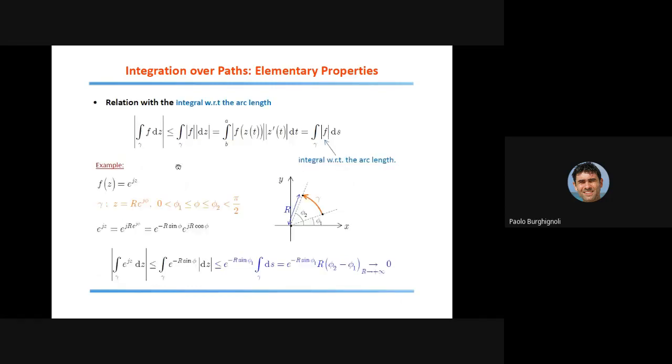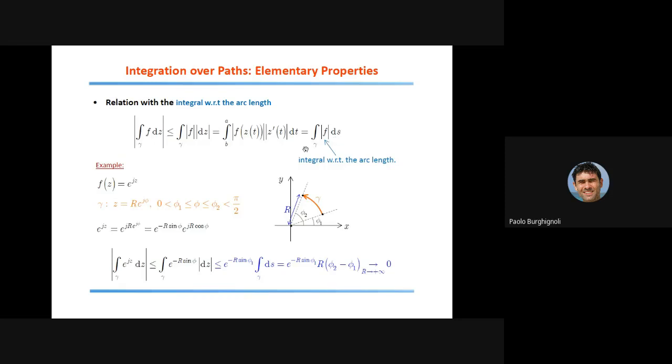Let us see the relation of this definite integral with another kind of integral, which is similar, that is the integral with respect to the arc length. If we take the absolute value of the definite integral of the function f over the arc gamma, then by elementary properties of the integrals, we can see that this absolute value is less than or equal to the integral of the absolute value of the function f. Of course, f is a complex function, so in this case, we are speaking of absolute value of complex numbers, times the absolute value of the differential, which in turn is the absolute value of z prime times the differential of the parameter t. Now, the latter quantity is, of course, the elementary arc length, what we usually write as ds.